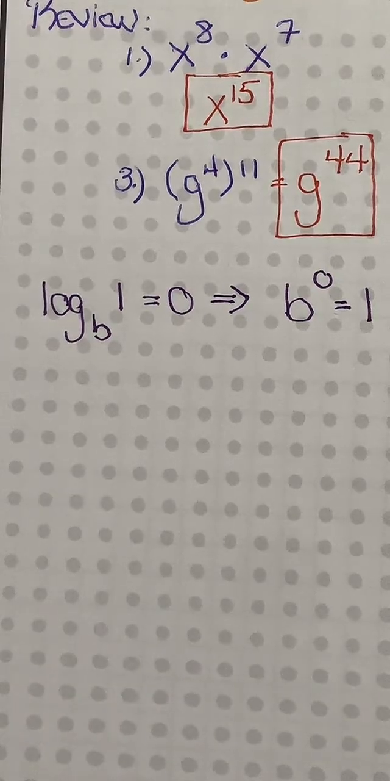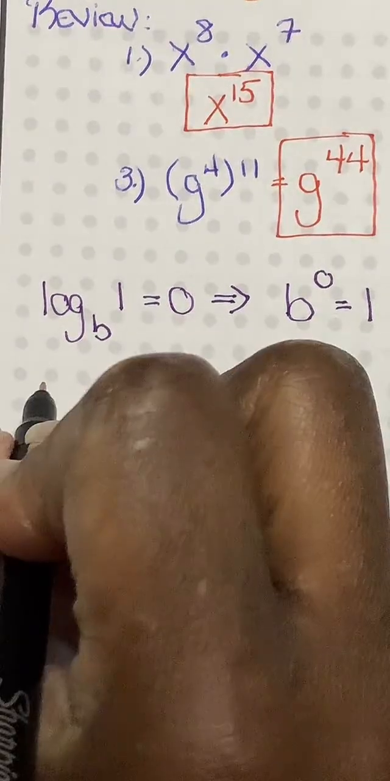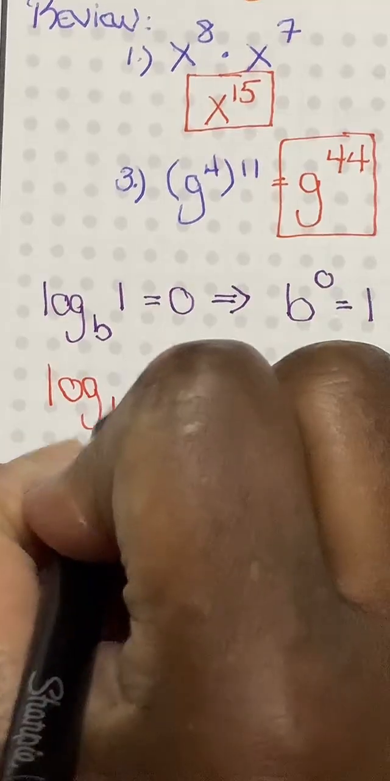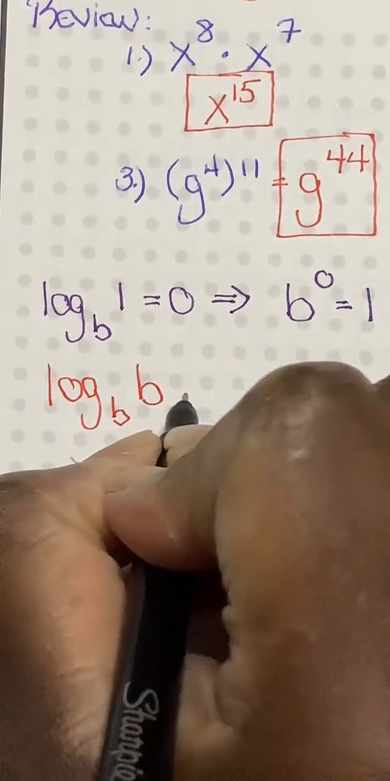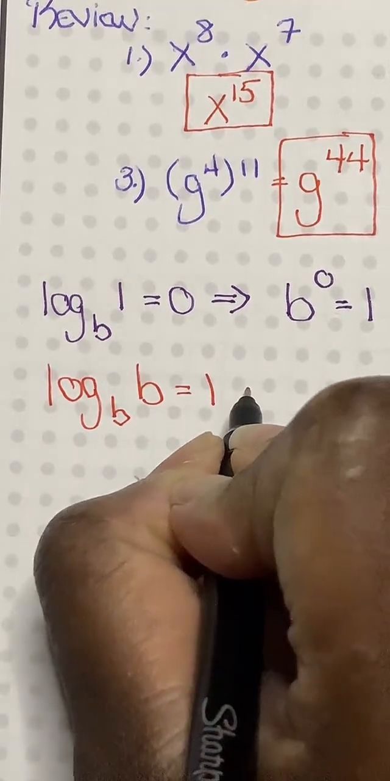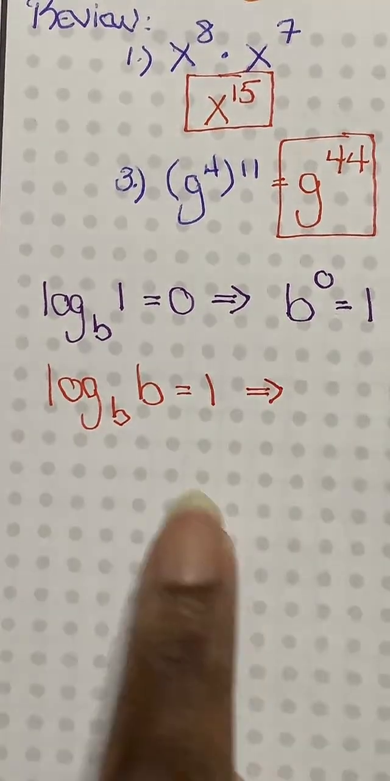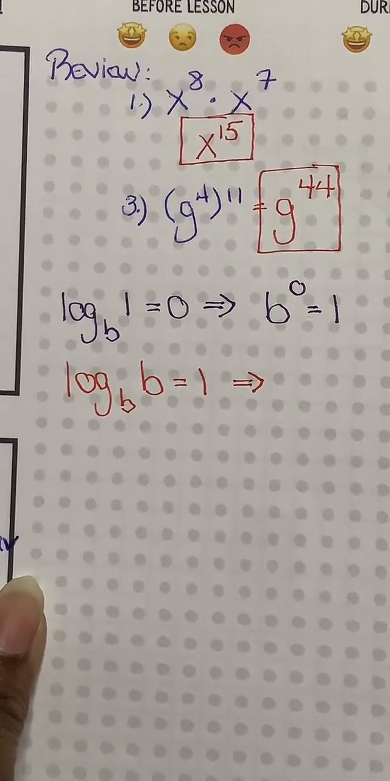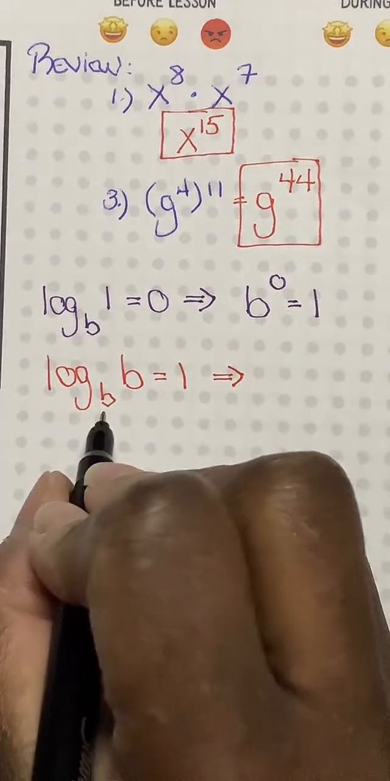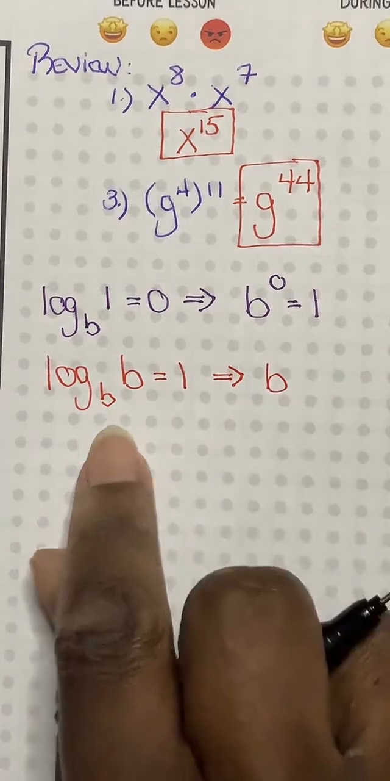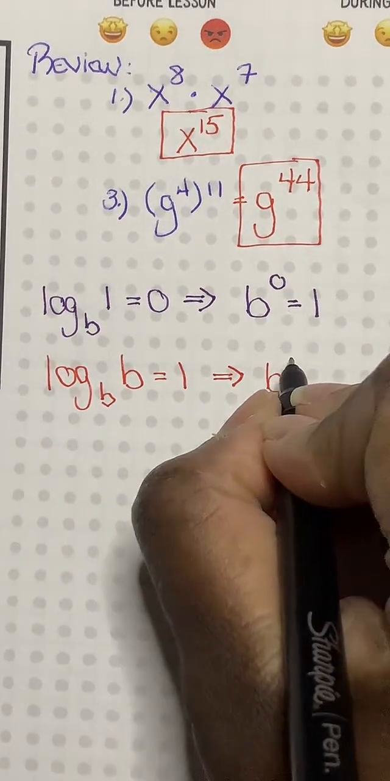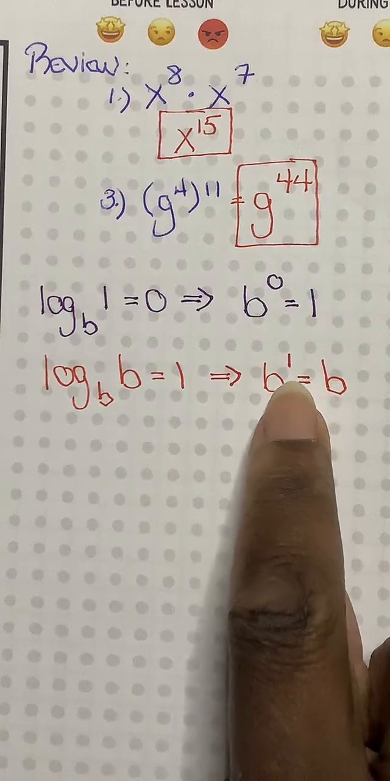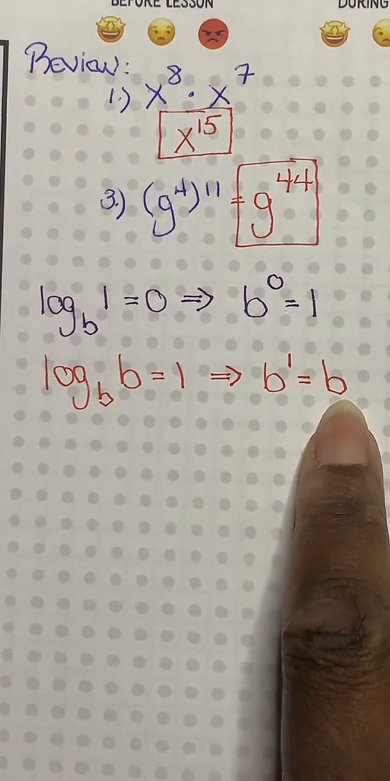Now the next one, I'm going to try to change different colors so it'll be easy for you to read. The next one gives me log base b of b equals 1. If I try to translate this as an exponent, let me zoom in a little bit. I have my base of b raised to my exponent, which is 1, and that's going to equal b. Okay? Because anything raised to the first power is going to be itself.